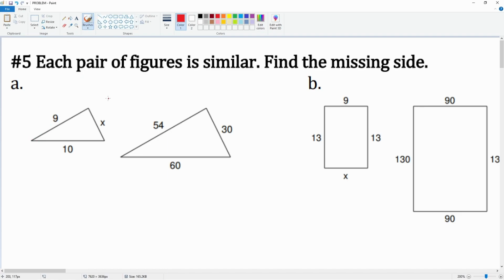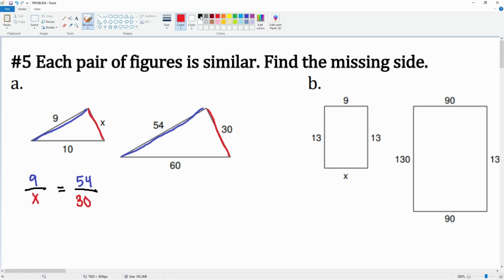So the x value here, I'm going to make this red. Its corresponding side to the other one is also going to be red. The other one here is going to be blue, and this one is also going to be blue because that's its corresponding side. Okay, so the ratio I'm going to set up is the first ratio equals the second ratio. The blue is going to be on top, 9 and 54, and the bottom one, which is red, is x and 30.